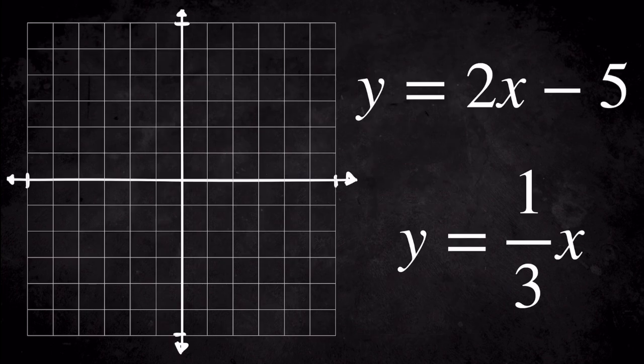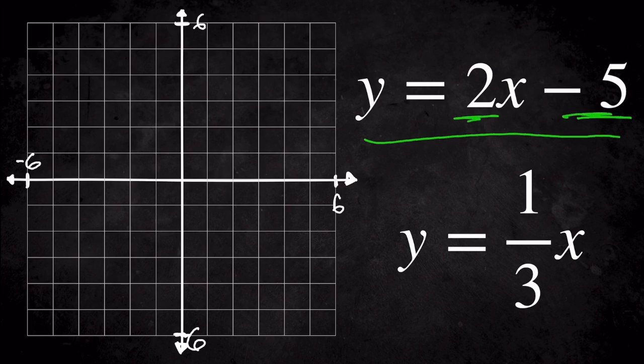Here we have y equals 2x minus 5 and y equals 1/3 of x. First I'm just going to label all the sides: 6, negative 6, 6, negative 6. And y equals 2x minus 5 is in slope-intercept form, right? This is the y-intercept, and this is the slope. Negative 5 would be right here. And then we rise 2 and run 1, here, here, and here. And now we draw the line.